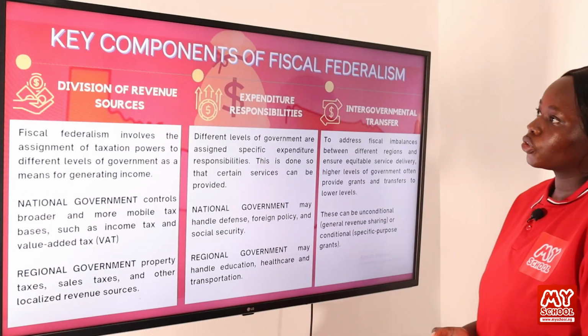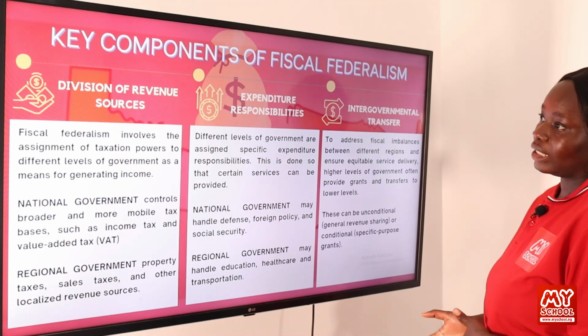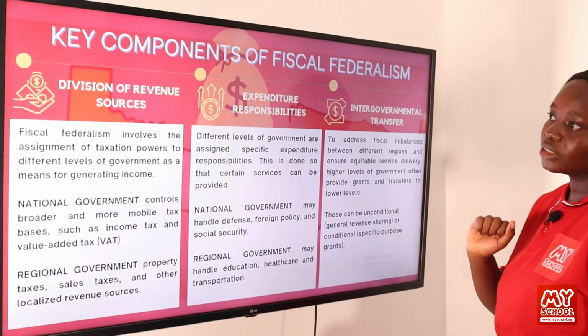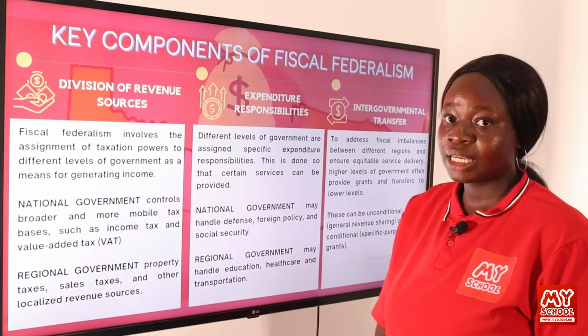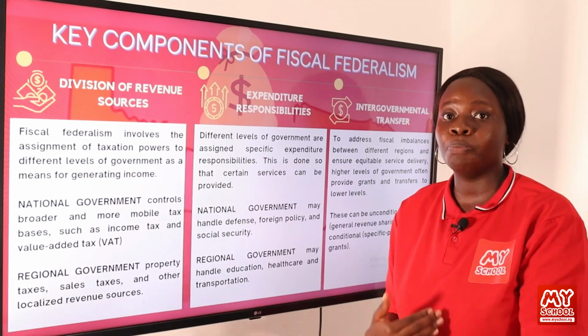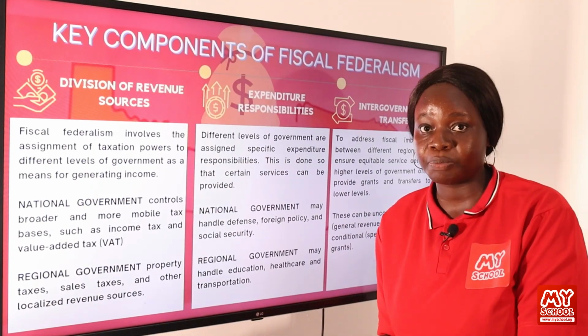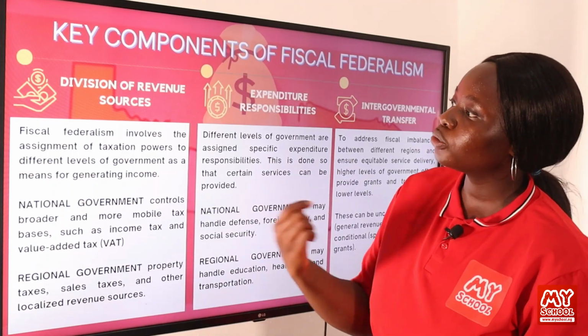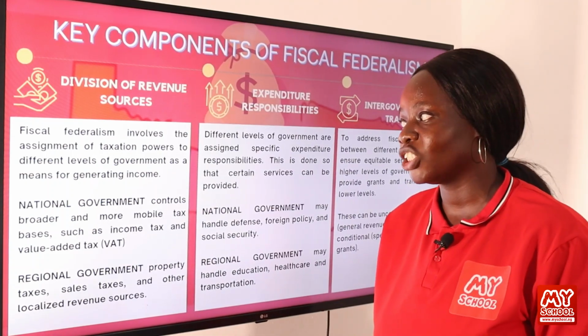All right, so we're going to discuss the key components of fiscal federalism. There are three key components. We have the division of revenue sources. How do they generate revenue, the money that is needed to perform their responsibilities within the states? So fiscal federalism involves the assignment of taxation powers.